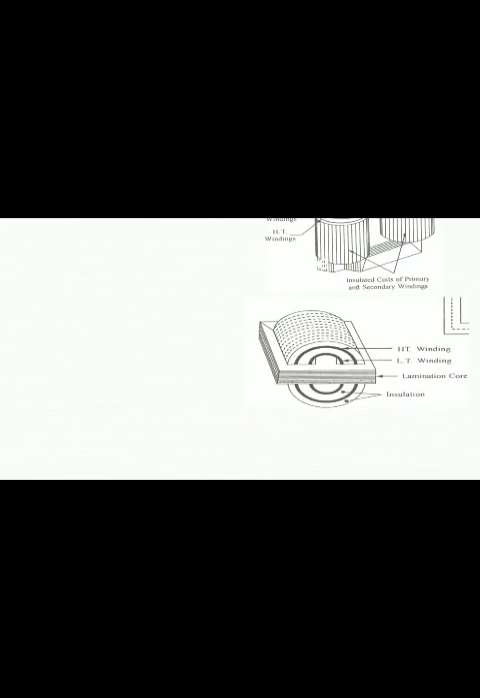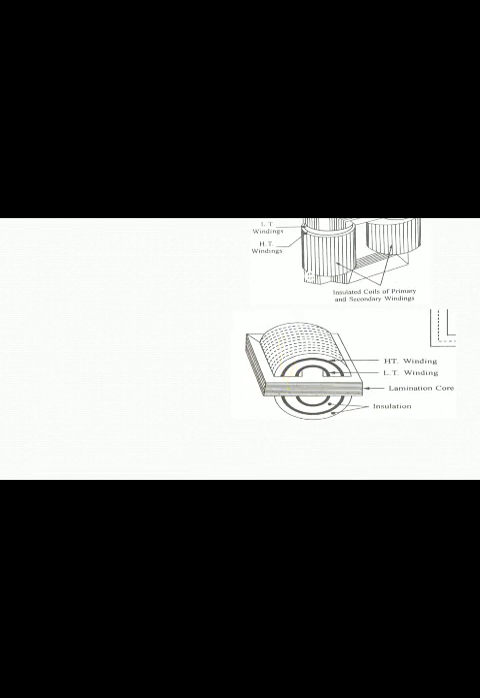In this way the windings are wound. See here, this is the laminated core and this is the LT winding, then insulation, this black one is insulation. After that the HT winding is wound.